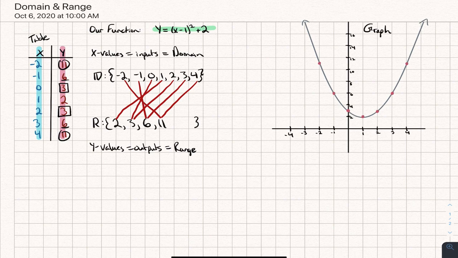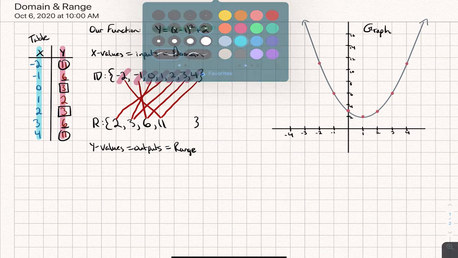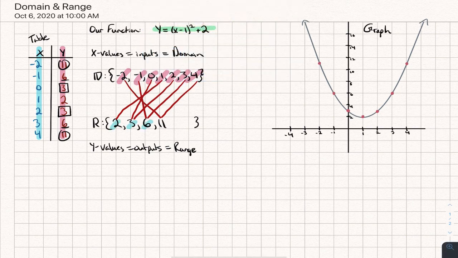So when we take a look at this, we see that each of our input values only has one line coming from it. So every input only has one output. And we notice that our outputs all have 2 lines, except for 2. The output of 2 only has 1. So we know it's a function. It's the function y equals (x minus 1) squared plus 2.